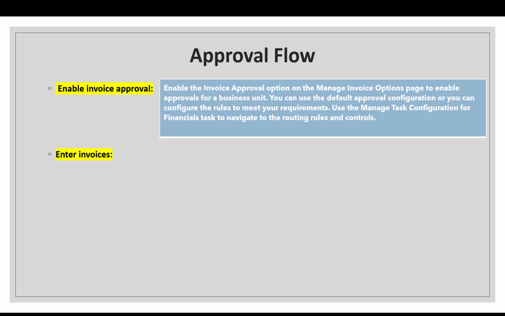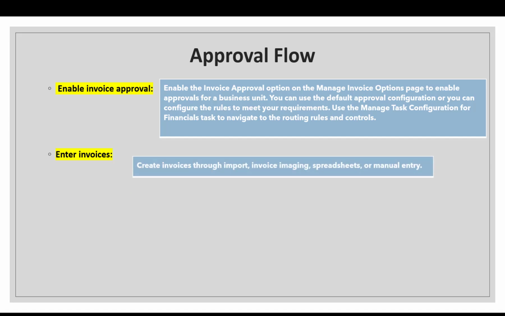After that you have to enter invoices, but before entering invoices, once you allow the invoice approval, you have to define your workflow rules to manage the conditions, business units, the approvers, whatever. After that you start to enter the invoices. You can create invoices either by import, imaging, spreadsheet, or manual entry. Then submit the invoice for the approvals.